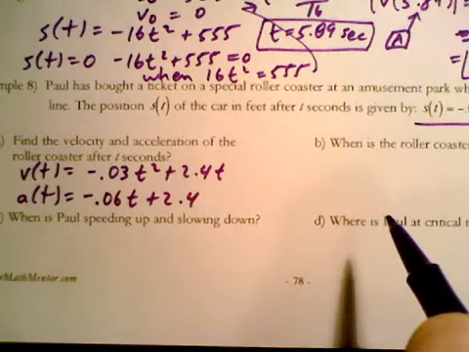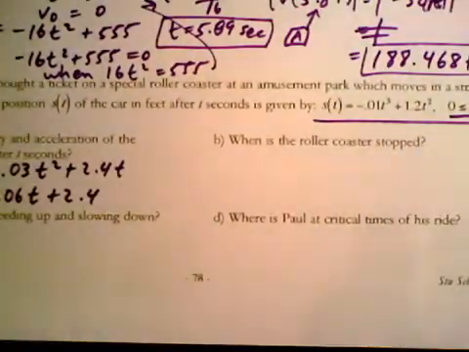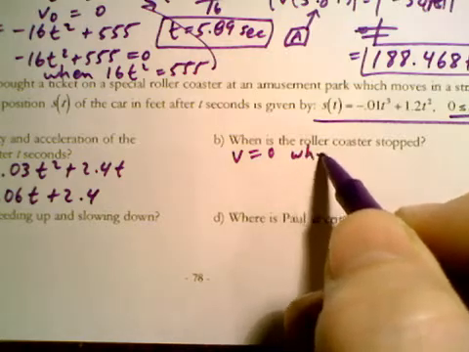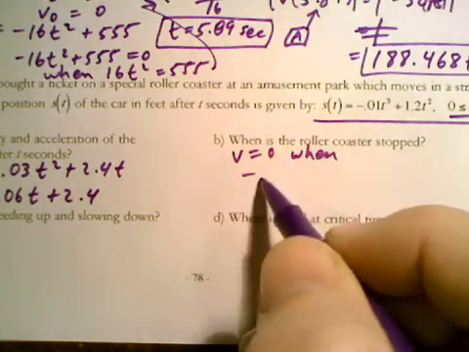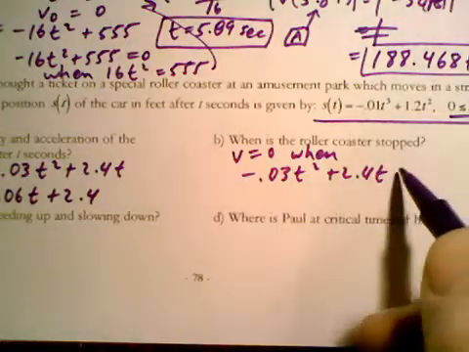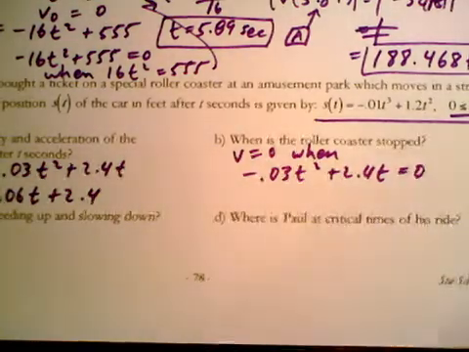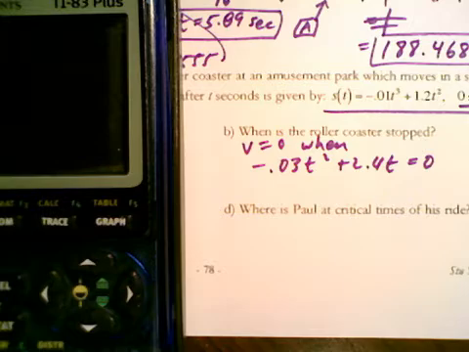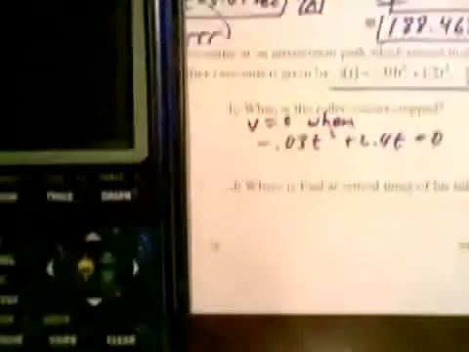When is the roller coaster stopped? So part B, when is it stopped? Well, that's when the velocity is 0, when negative 0.03 t squared plus 2.4t equals 0. Now, I would put this into the calculator, so let's do that. Let's see how much time we have left. 3 minutes, so we'll do our best.